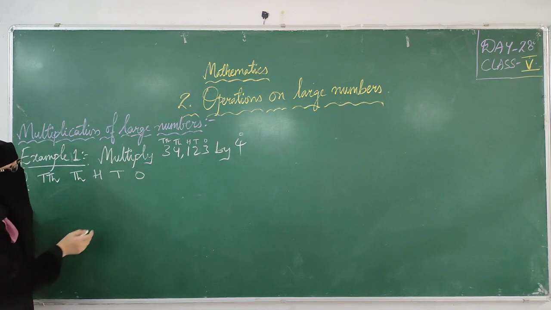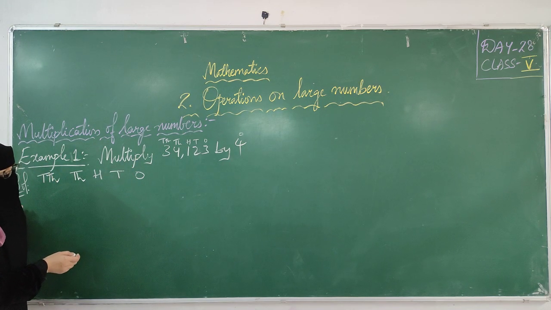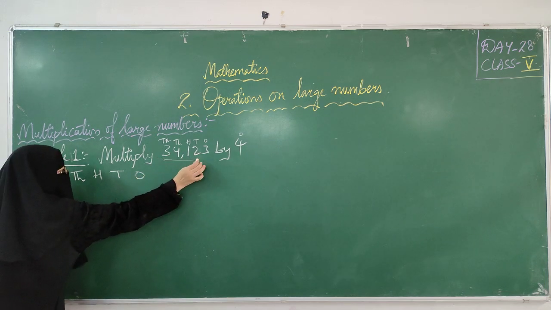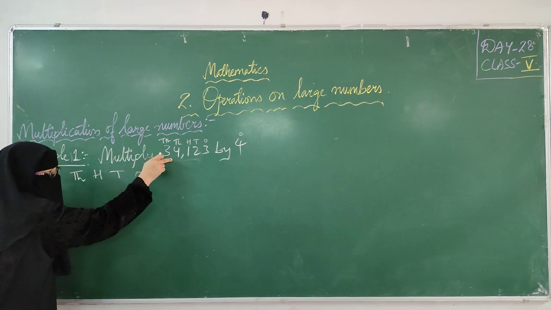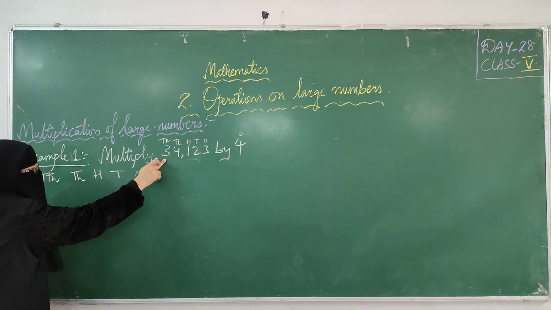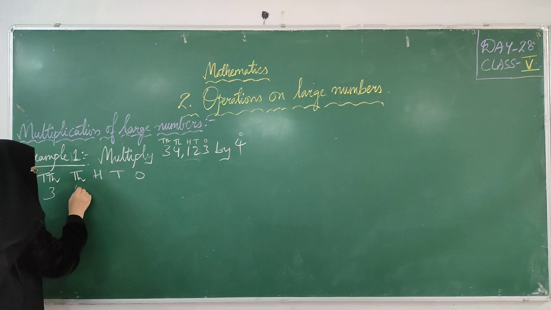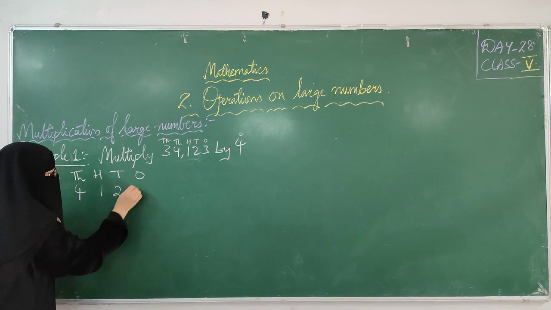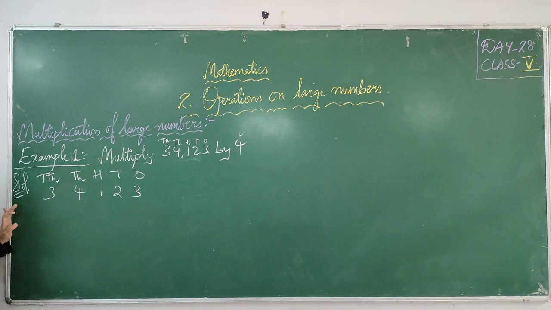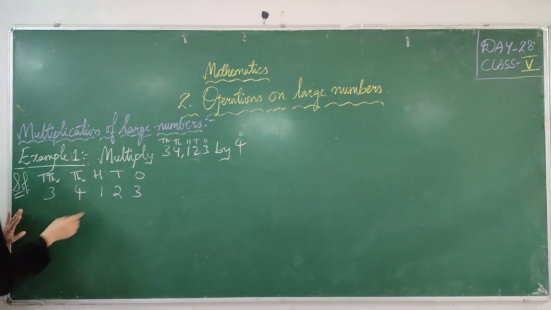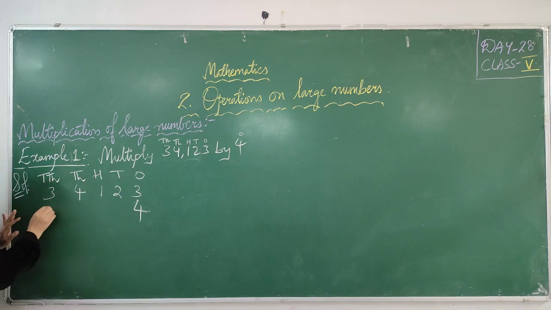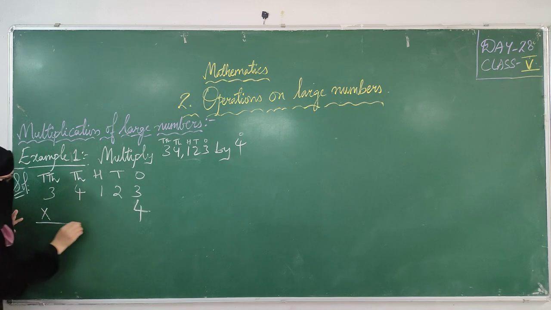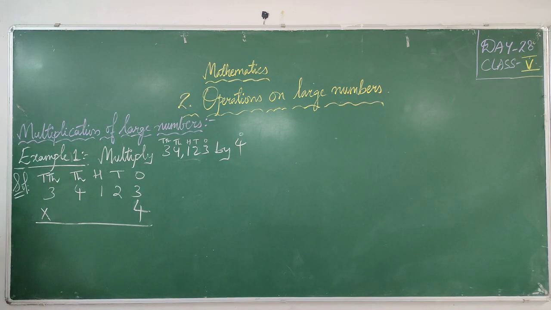Okay, so what do we call the first number, the one which we are going to multiply? We are going to multiply by 4. This we call the multiplier. That's why we are keeping it first: 34,123. What is our second number? The multiplicand, right? What is our multiplicand there? 4. Put the multiplication sign. Okay, start doing the multiplication.